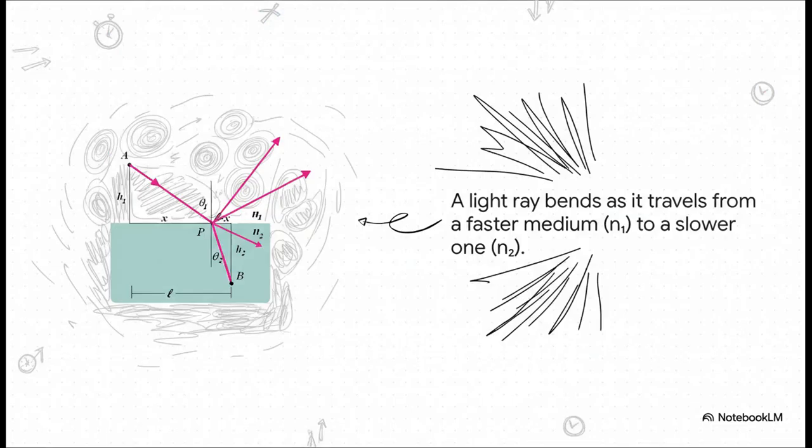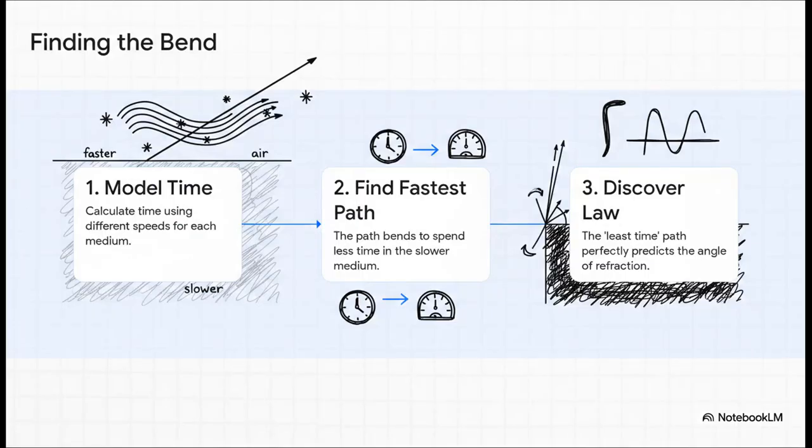So take a look at this setup. We have a ray of light going from point A in a fast medium, like air, to point B in a slower medium, like water. Now, here's the absolute key. The speed of light changes when it crosses that boundary. So how does it find the fastest path now? Well, to save total time, light does something really clever. It decides to travel a little bit farther in the fast medium, the air, so it can spend less time in the slow medium, the water.